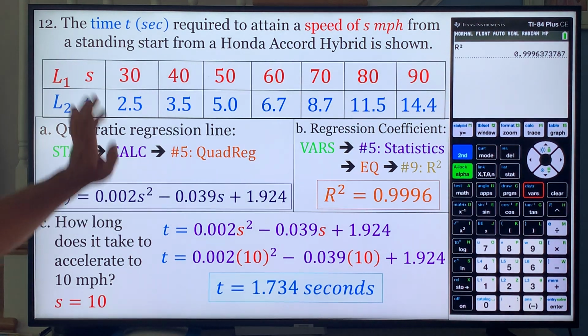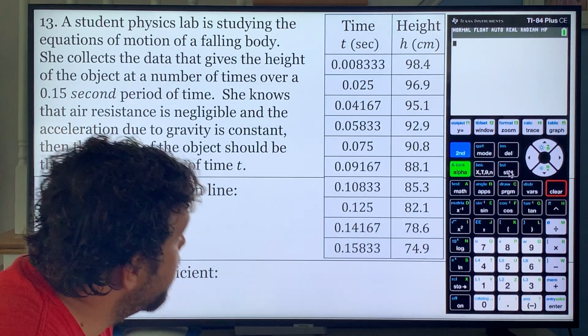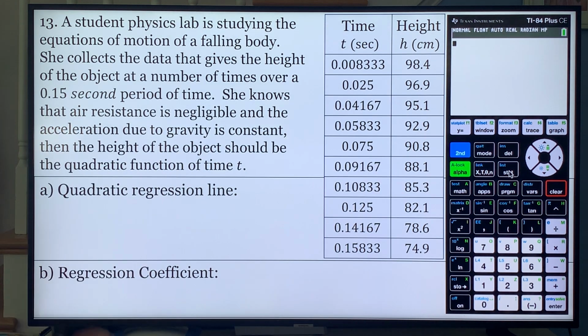All right, anyway, let's go to the last one, 13. A student in the physics lab is studying equations of motion for a falling body. She collects data that gives the height of the object at a number of times over a 0.15 second period. She knows that air resistance is negligible and that acceleration due to gravity is always constant, negative 9.81. The height of the object is a quadratic function over time t. So she used her physics height equation to solve this.